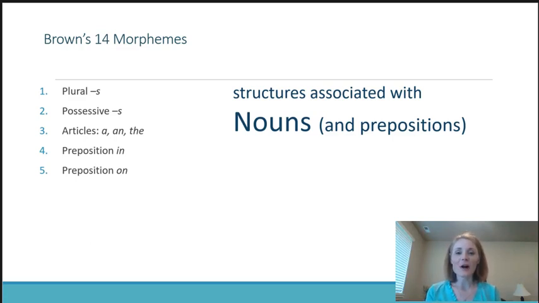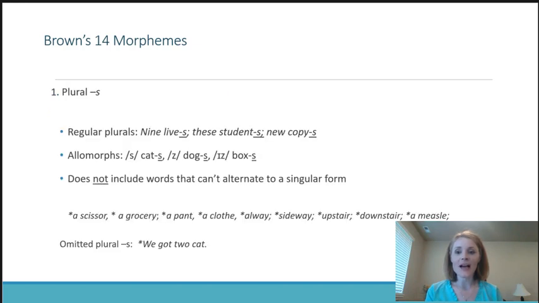Hi, in this video I'm going to go over 5 of Brown's 14 morphemes, and I have grouped these 5 together as structures that are associated with nouns plus the 2 prepositions. So we have plural s, possessive s, the articles, and prepositions in and on. We'll start with plural s.